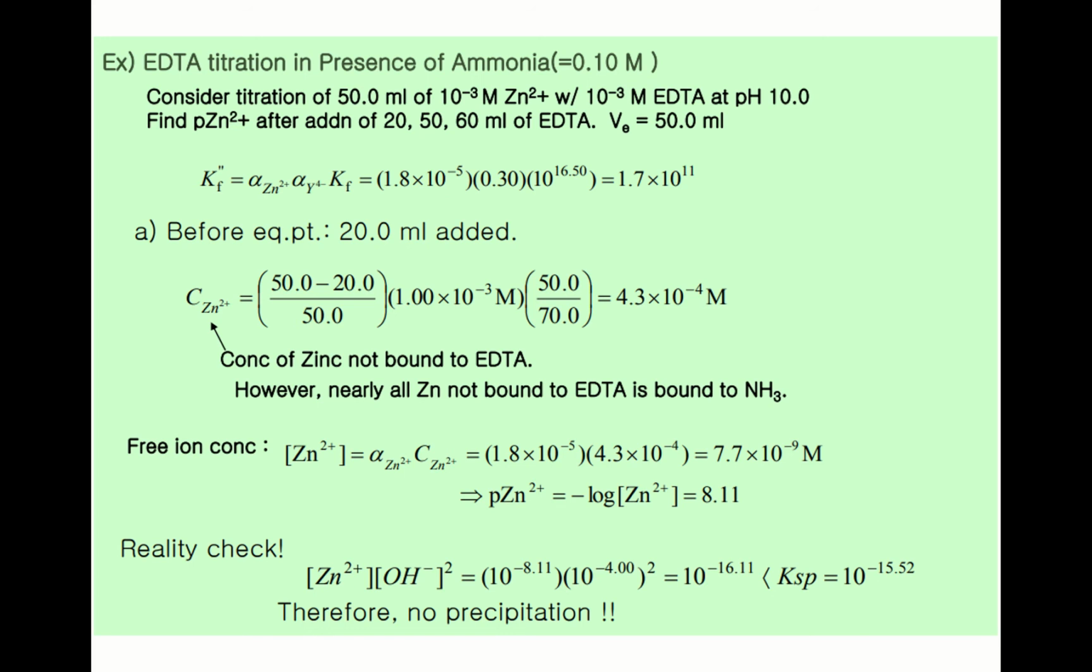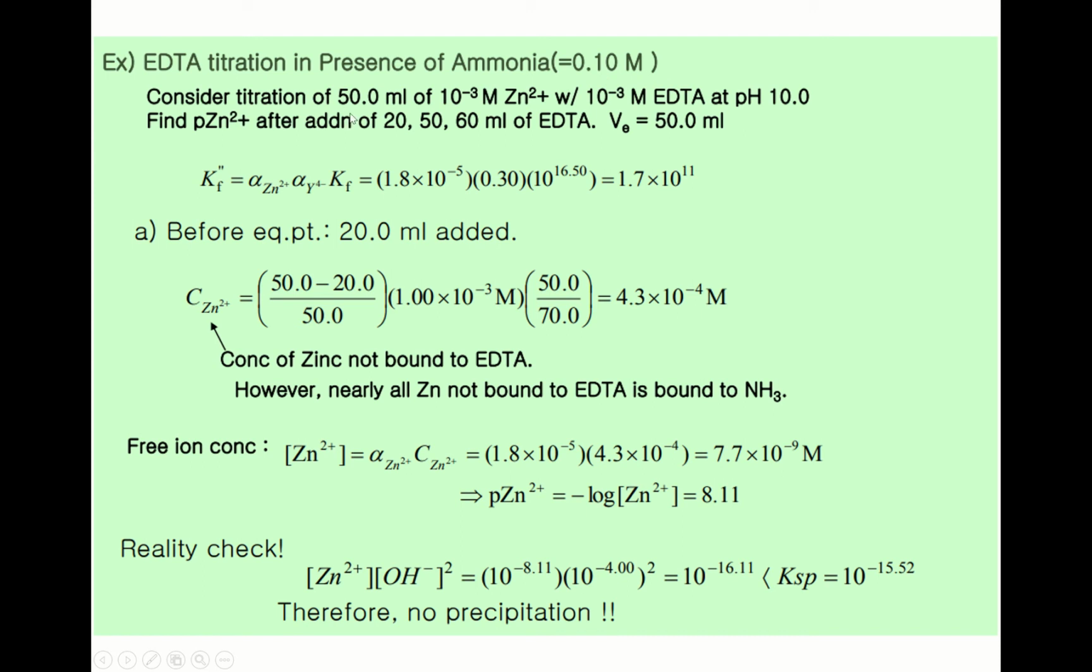Okay, now let's take an example of ammonia to see how the titration is done. The EDTA titration in presence of ammonia, whose concentration is 0.10 molar, right? As I said, this concentration is a really high concentration.